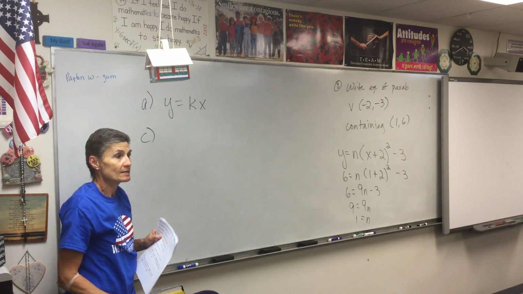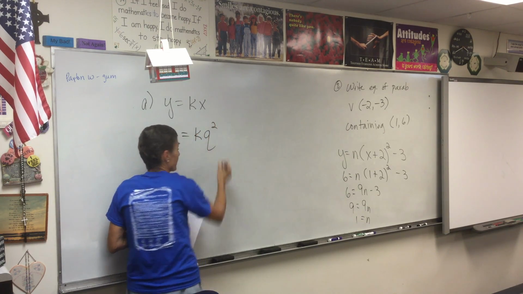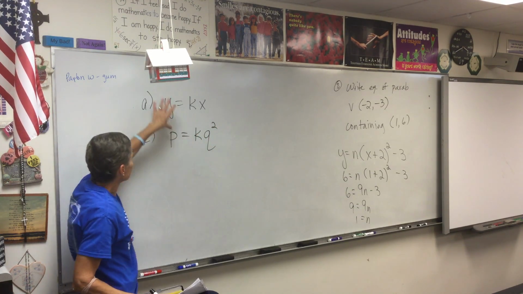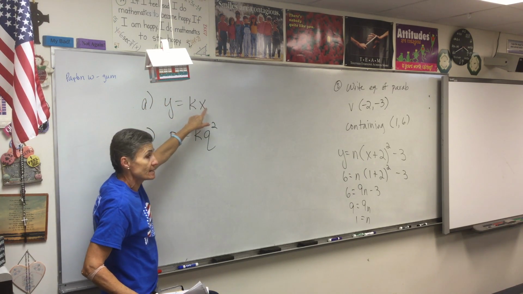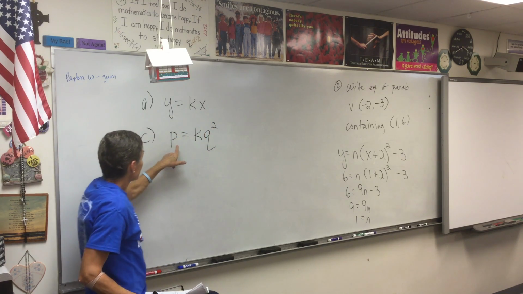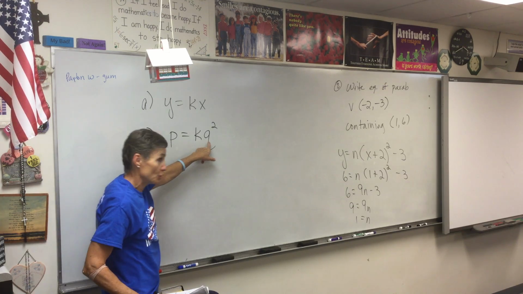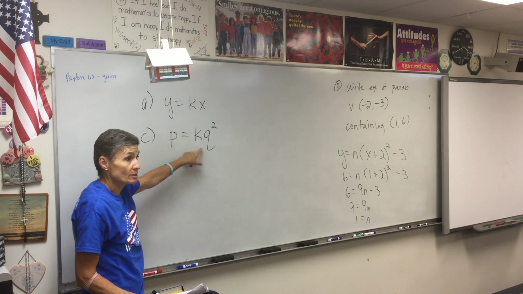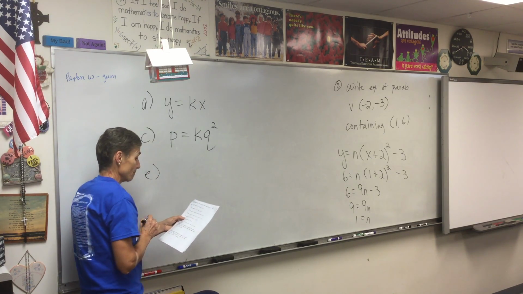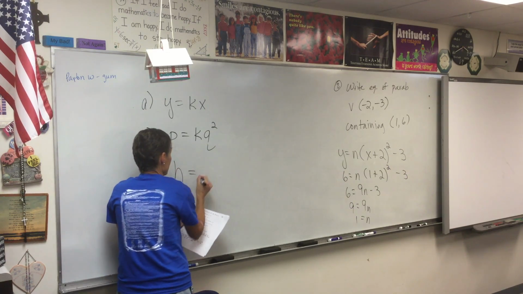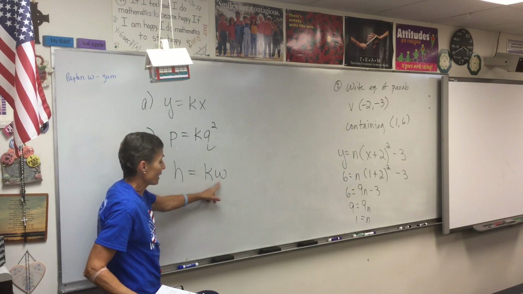P varies directly as the square of Q. P equals kQ squared. Varying directly means you have this format. One variable equals k times the other variable. In problem C, your variables are P and Q squared. P equals kQ squared. E, another direct variation. Height varies directly as weight.